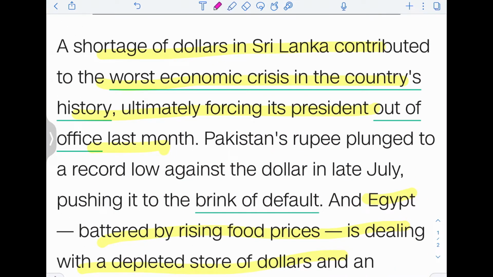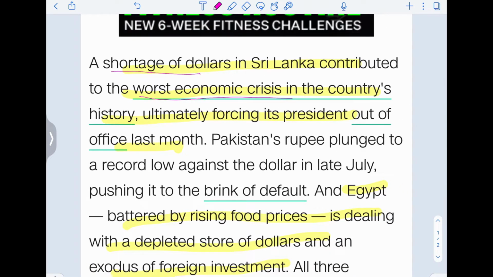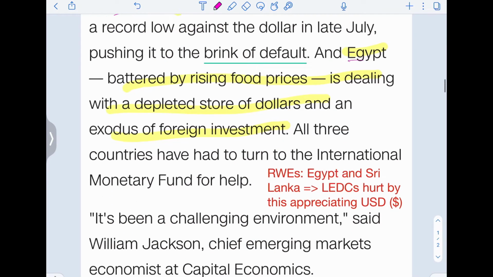Now, Julia, the writer, gives a really good real world example. A shortage of dollars in Sri Lanka contributed to the worst economic crisis in the country's history, ultimately forcing its president out of office last month. Egypt is also battered by rising food prices and is dealing with a depleted store of dollars and an exodus of foreign investment. Many foreign investors are taking their investments in the Egyptian economy out. An exodus means a mass exit of foreign investment. So here you've got some good real world examples, the Egyptian economy and the Sri Lankan economy, as examples of LEDCs, less economically developed countries that are hurt by this appreciating US dollar.